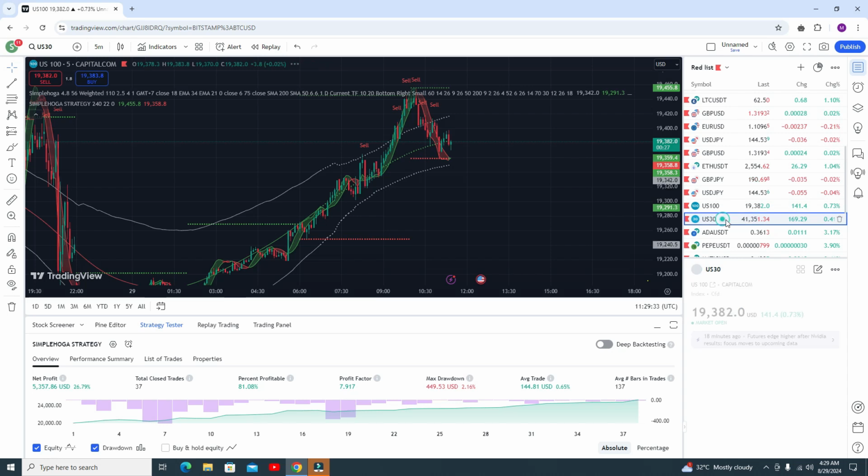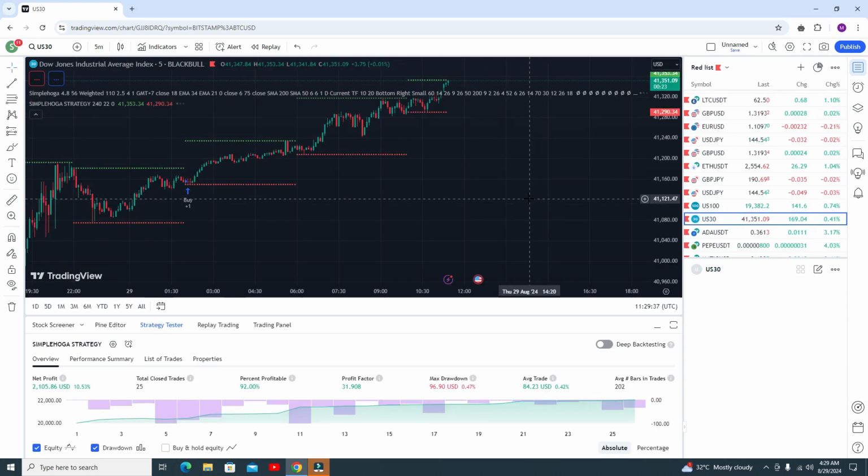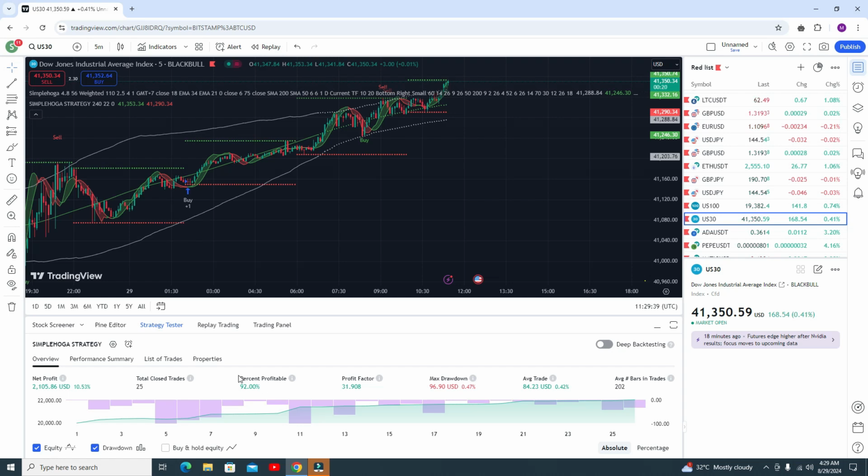Okay, and the US 30, around 92%. That is awesome. That is a very awesome accuracy. 92% accuracy only by using this single indicator. And if you add a second indicator, then definitely you will get around 100% accuracy, or at least 95% accuracy.